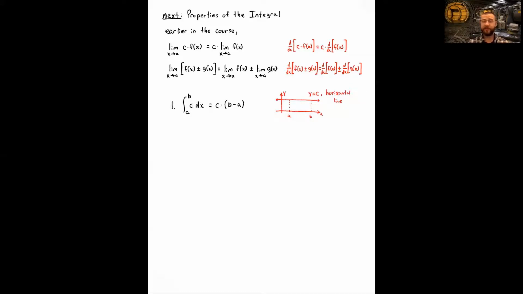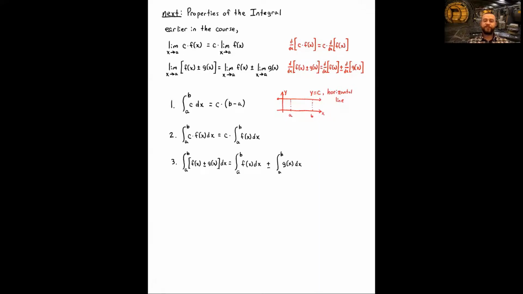Well, think of what the graph of a constant function looks like. Let's say you were asked to sketch the curve y equals c, where c is a number. Y equals a number, that's the graph of a horizontal line. So we have some horizontal line, the y value is c, and the interval a to b gives you a base length of b minus a. That's a rectangular area. Multiply the length b minus a by the height c, and we get this value for the definite integral. This is basically the integral for a constant function.